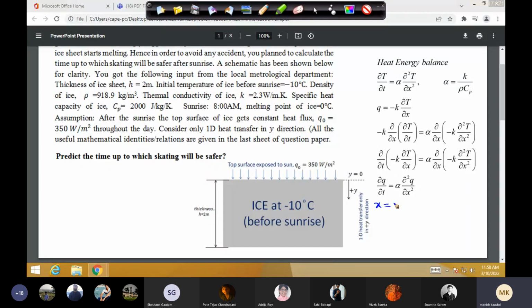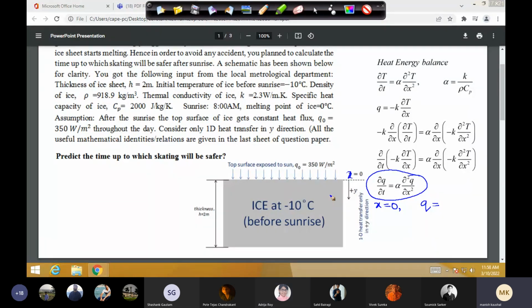So x equal to 0. What is the boundary condition? Anyone? I will not take the name. So this is our governing equation in the form of Q. So write down the boundary condition in the form of Q. What is Q at x equal to 0?